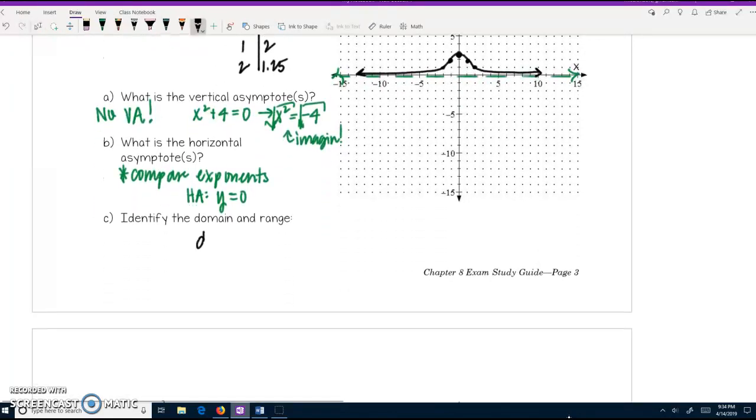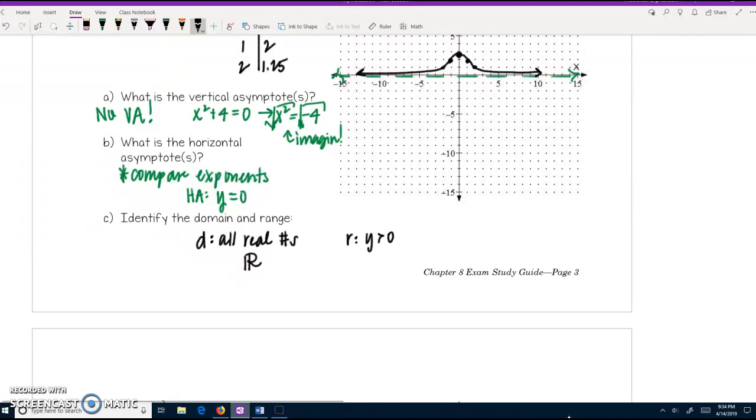So when I want to talk about this domain and range, I don't have any restrictions on my x values because I don't have any vertical asymptotes. So this domain is going to be all real numbers, which you can also say using this fancy R shape. And then our range is going to just be that y is greater than 0. So it's not that it's not equal to.